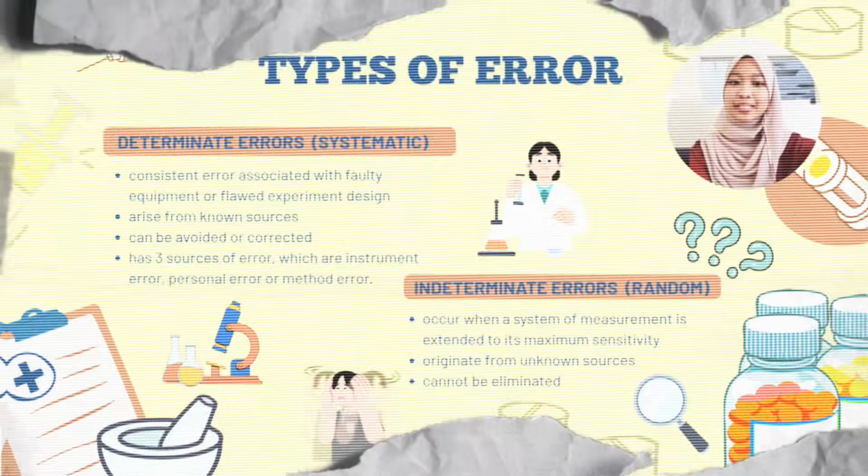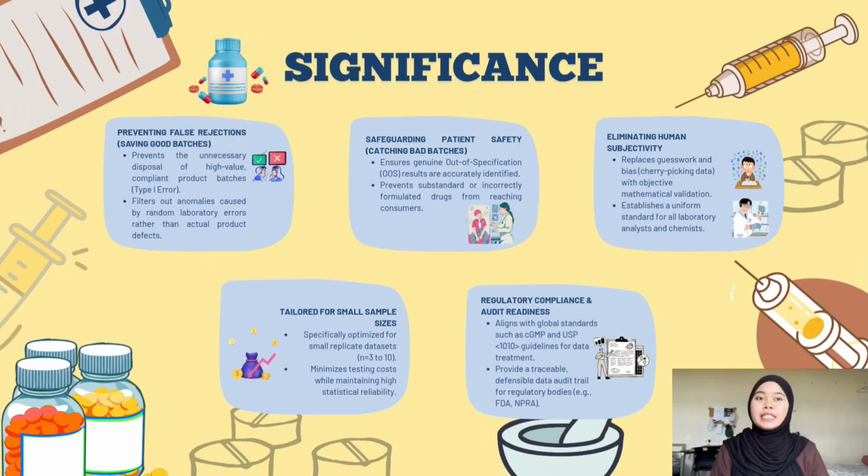So yes. Now, I will explain the significance of the Q-test in pharmaceutical manufacturing and quality control. First, the Q-test helps prevent false rejections, which means it reduces the unnecessary disposal of good quality product batches. Sometimes, an unusual result may occur because of random laboratory errors instead of an actual product defect. By identifying these anomalies, the Q-test helps save compliant batches and reduces unnecessary financial losses.